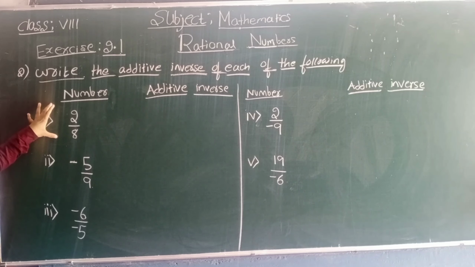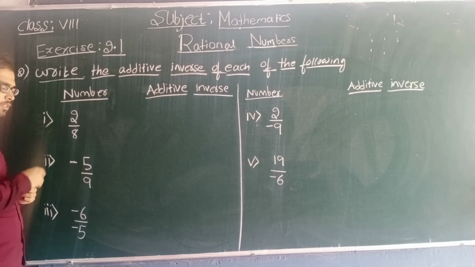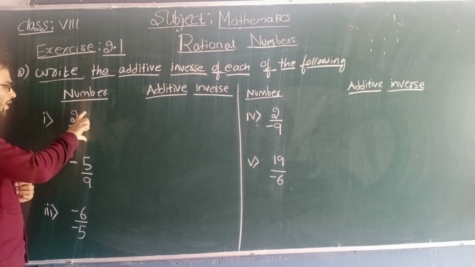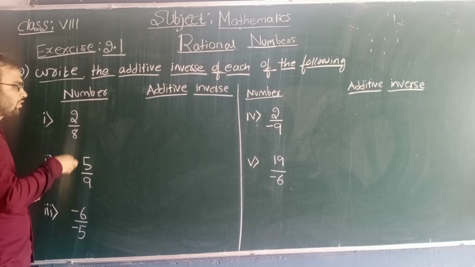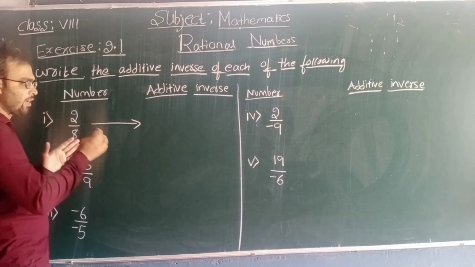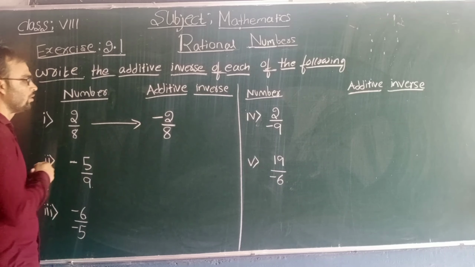So look at here. What is the first number? 2 by 8. It is a positive, no? It is a positive number. So the first number is 2 by 8. As it is positive, the additive inverse of this is what? As I told you, a positive number given means you need to write a negative number. That is minus 2 by 8.